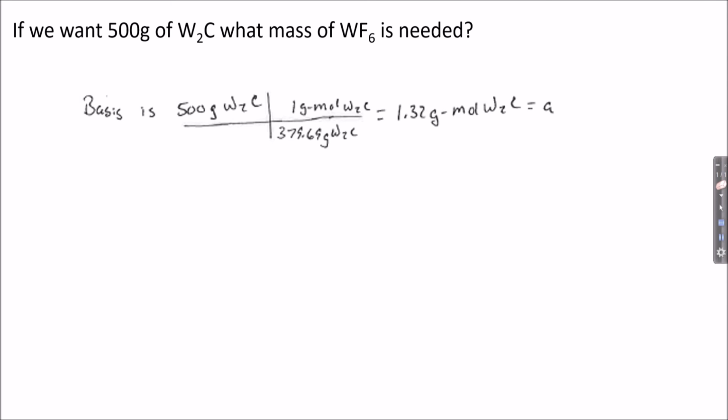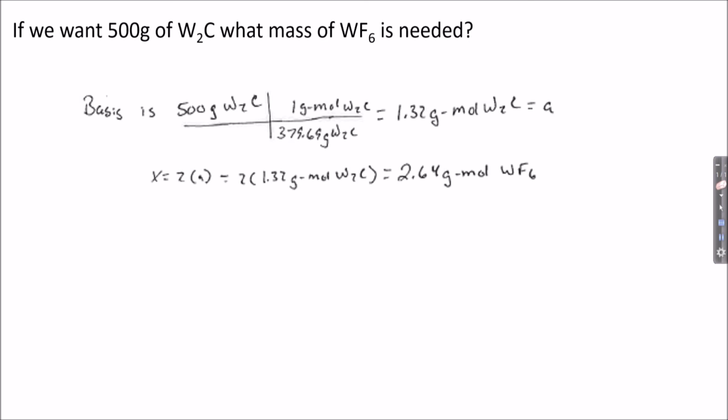We want to know how much tungsten hexafluoride is needed. Well, that's quite simple now. x equals 2A based on our algebraic relationship we came up with when we were balancing the equation. So that equals 2 times 1.32 gram moles of tungsten carbide. So we now know we need 2.64 gram moles of tungsten hexafluoride.